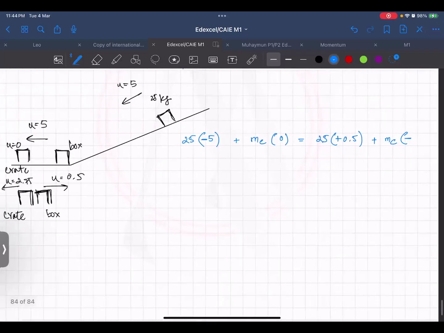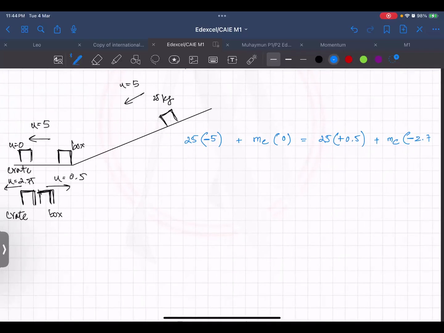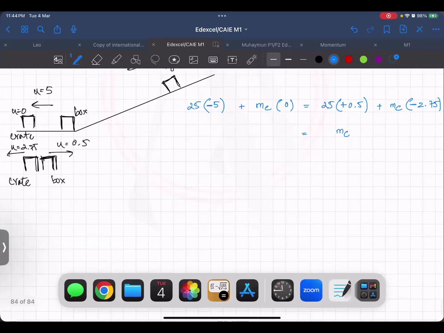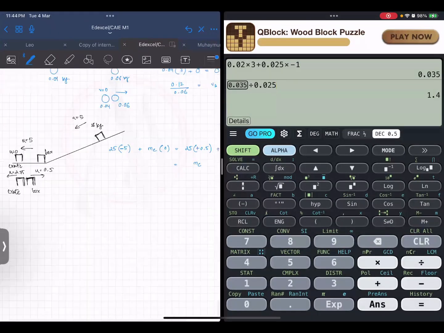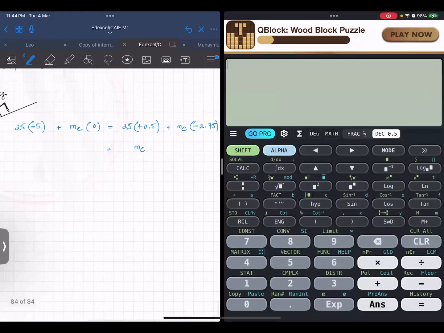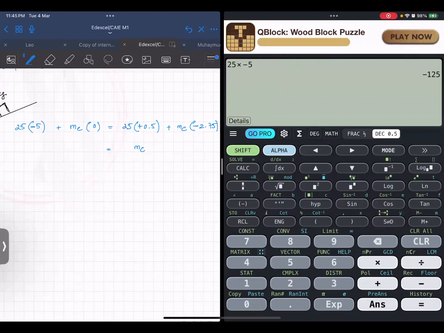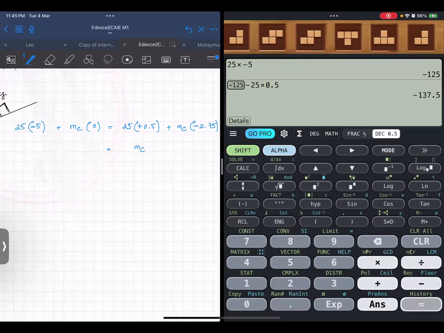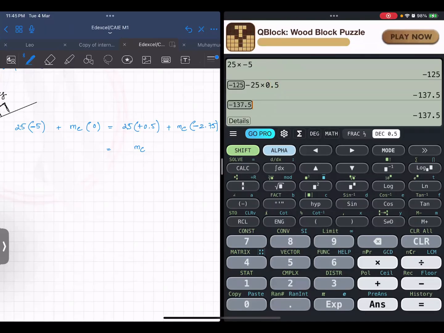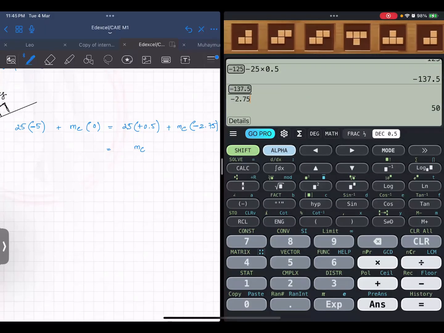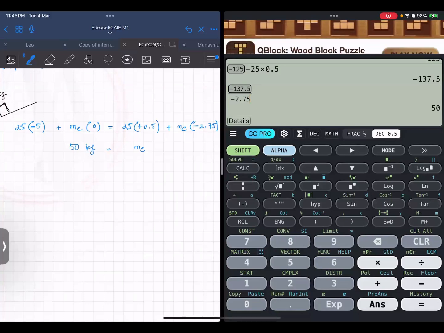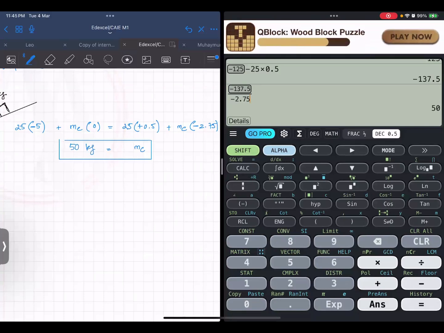So 2.75, and now we want to find the value of the crate mass. Use the calculator now. 25 times negative 5, minus 25 times 0.5, and this answer divided by negative 2.75. So 50 kg. This is the answer for the mass of the crate.